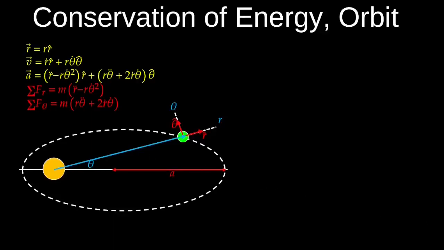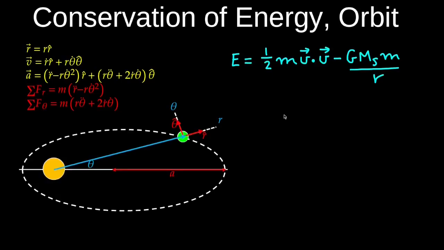Let's show that energy is conserved in an elliptical orbit. So the total mechanical energy is 1/2 by the mass by the speed squared, which is the same thing as the dot product between the velocity vector and itself, then plus the gravitational potential energy. We use the reference at infinity, and Ms is the mass of the Sun, and the planet with the mass m has a radial distance of r from the Sun. So evaluating the dot product, we obtain the following expression.